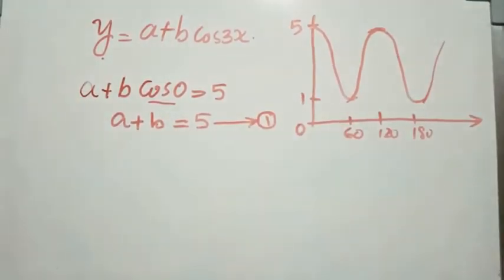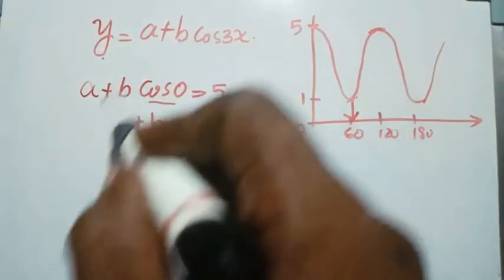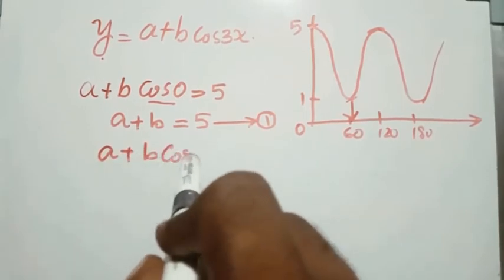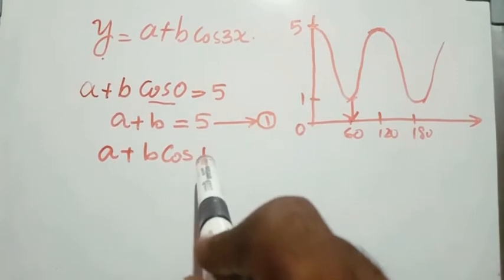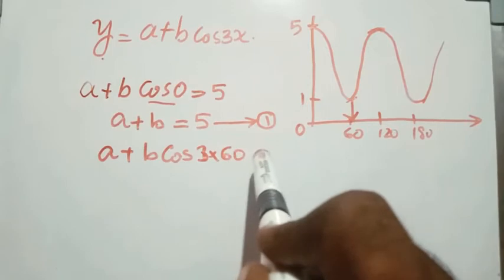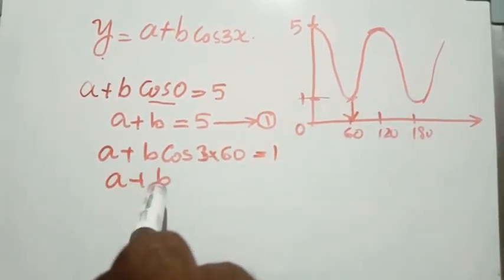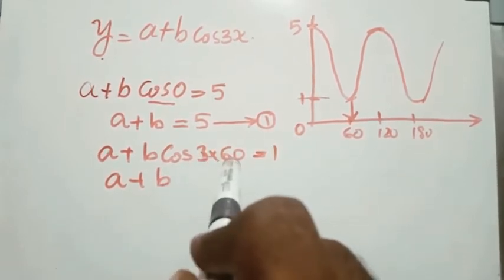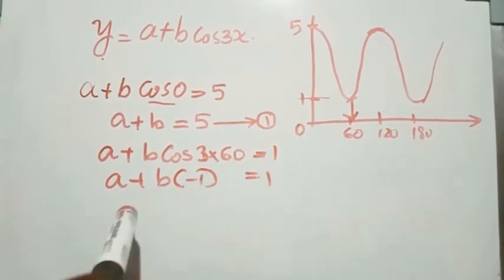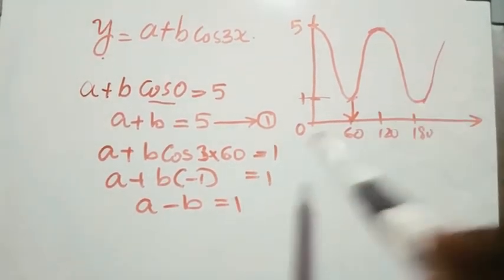And if you take x as 60 degrees, we get a plus b cos 3 times 60 equal to y. Y is 1. That is a plus b cos 180. 3 times 60 is 180. Cos 180 is minus 1. That's equal to 1. So we get a minus b is equal to 1. So this is equation 2.